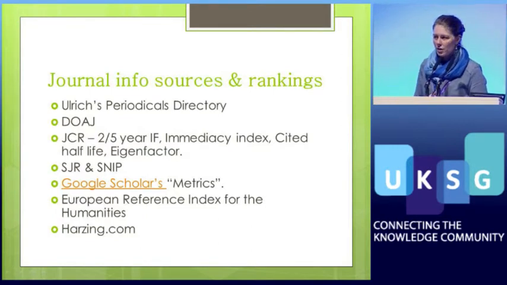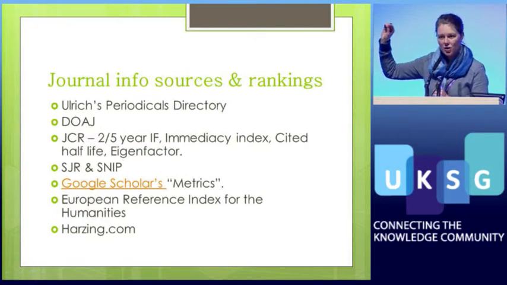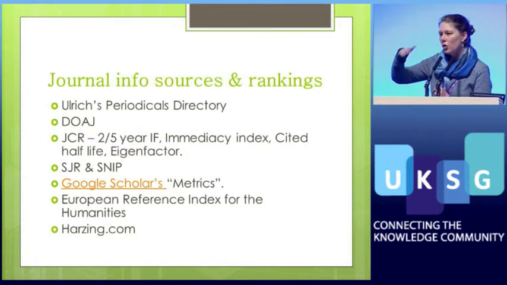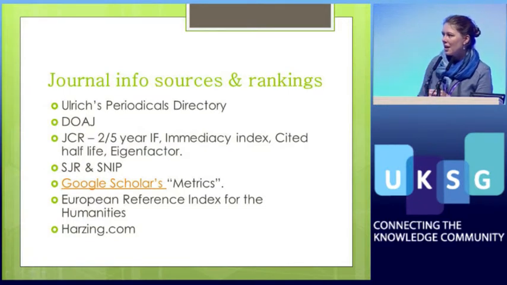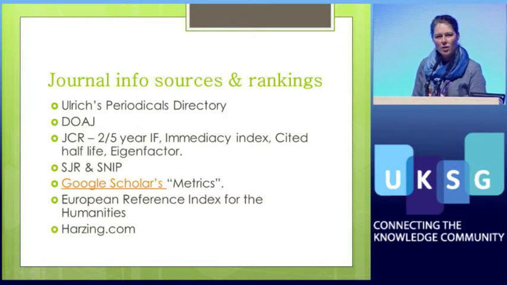Recently, we've got Google Scholar's own metrics that have come out. So if you look on the Google Scholar homepage, just on the top right, it has a link that says metrics. And if you click on that, you can look through to see their subject categories for the journals. The European Reference Index for the Humanities, I recommend to the humanities students, and the Harzing.com website for the social sciences.